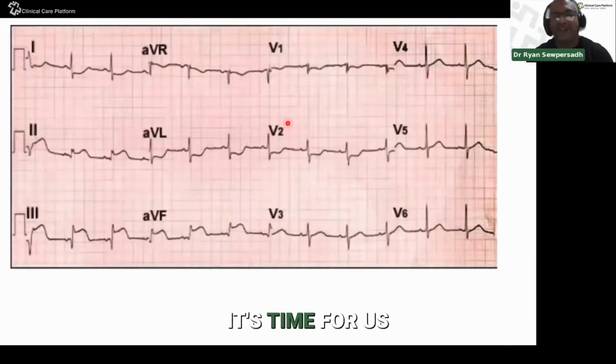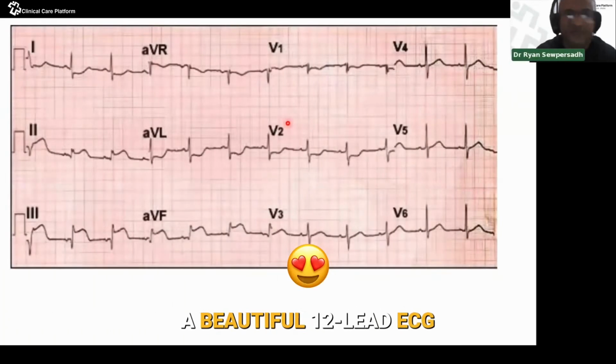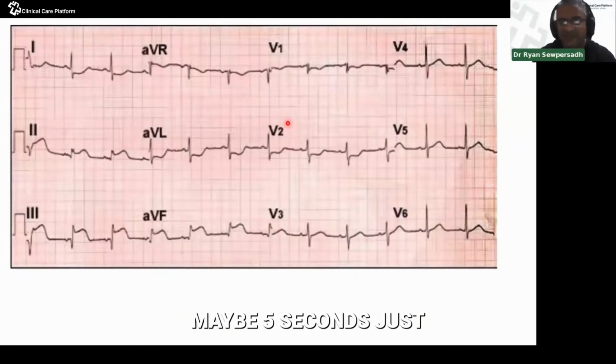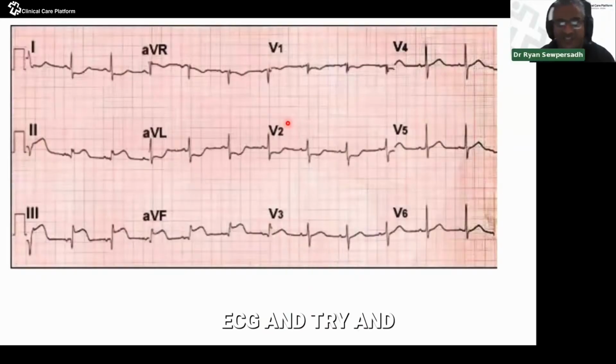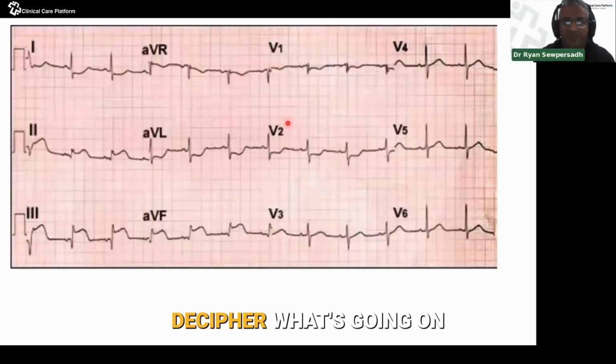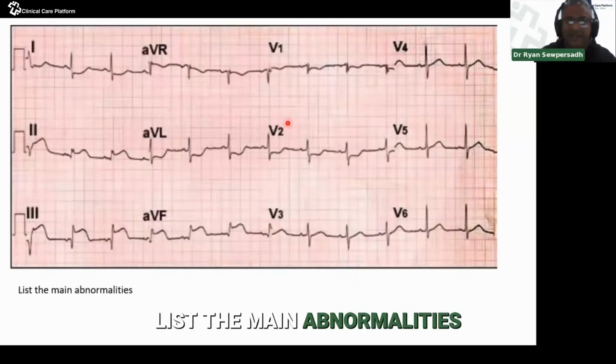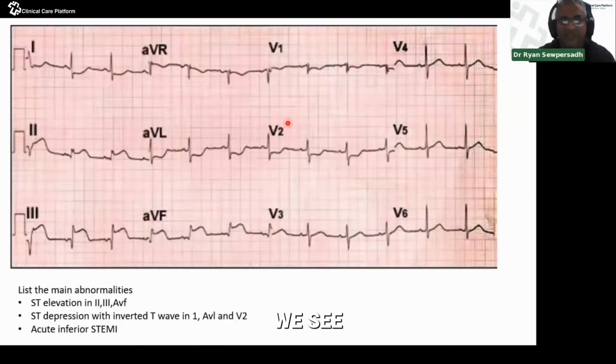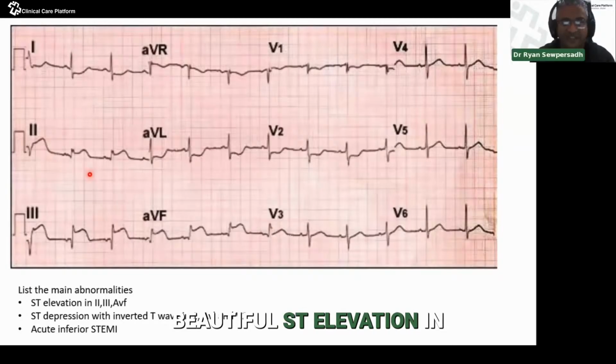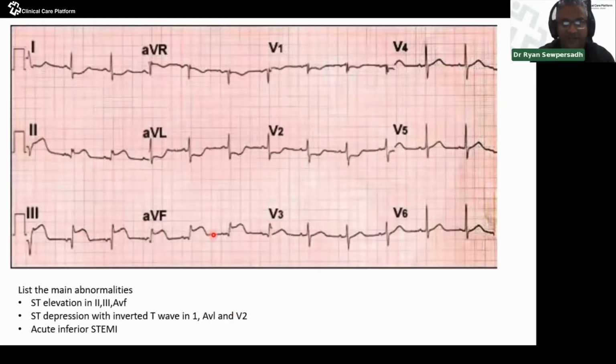So it's time for us to see this in action. A beautiful 12-lead ECG, right? We're going to take about maybe 5 seconds just to stare at this ECG and try and decipher what's going on. All right. So here we have it. List the main abnormalities. We see beautiful ST elevation in the inferior territory. 2, 3, AVF. Boom. Very nice.